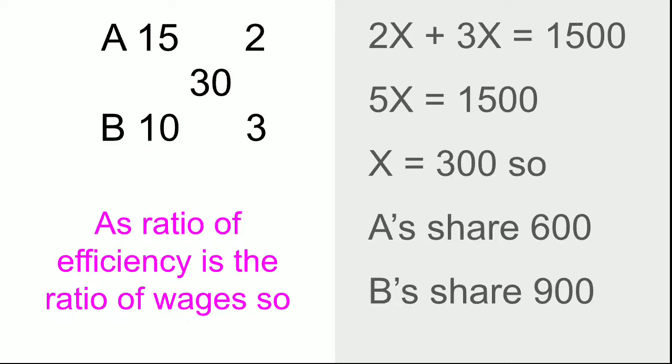So A's share is 2x. 2x means 2 into 300, equal to 600. And B's share is 3x. So 3 into 300 equals 900.